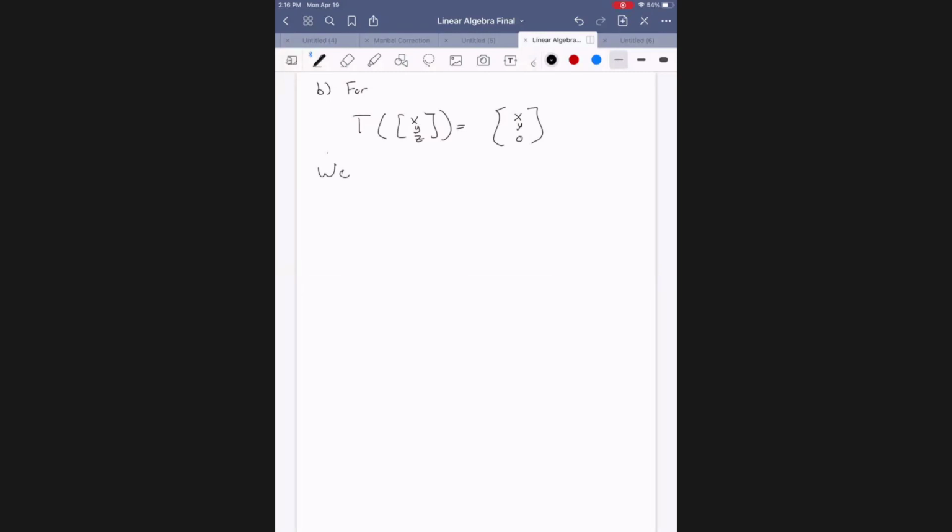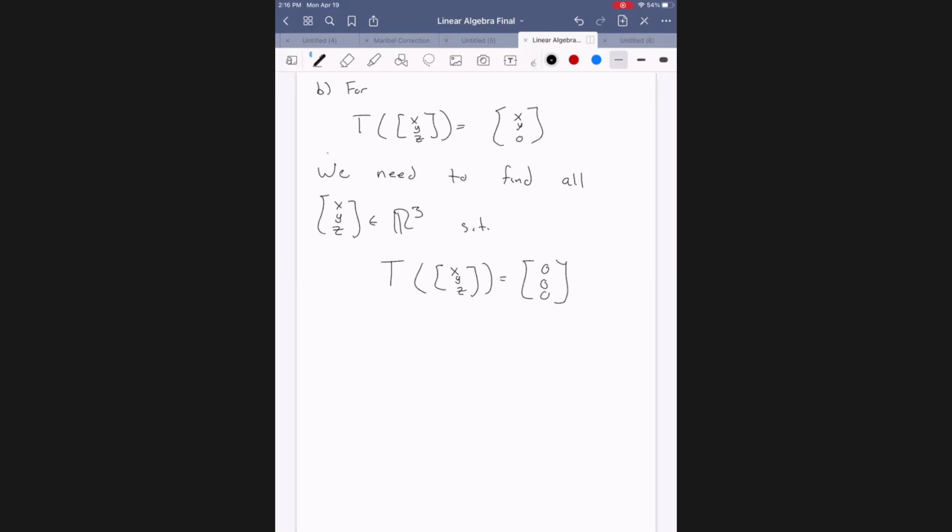So we need to find all vectors x, y, z in R3 such that T of x, y, z is equal to 0. In other words, just the 0, 0, 0, right? If I pick, for sure I need to pick x and y to be 0, right? But z doesn't matter, right? Because if z is like 5, the transformation just tells me I'm going to make it 0 anyway.